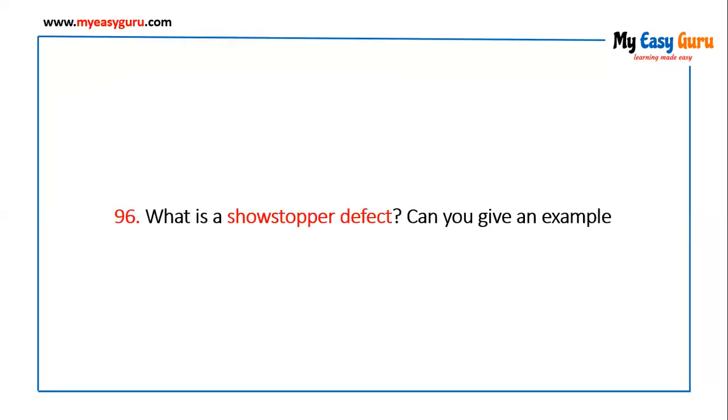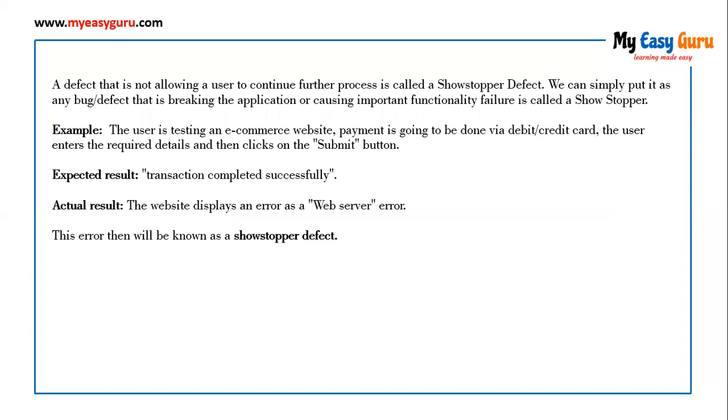The next question is, what is a showstopper defect? Let's understand what a showstopper defect is with one example. A defect that is not allowing a user to continue the further process is called a showstopper defect. We can simply put it as any bug or defect that is breaking the application or causing important functionality failure is called a showstopper.